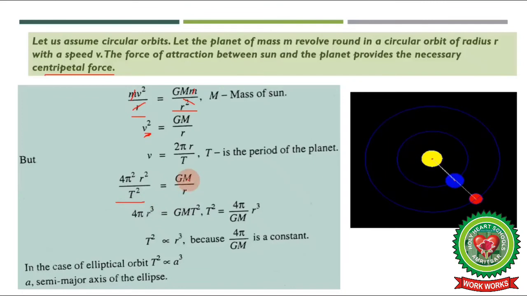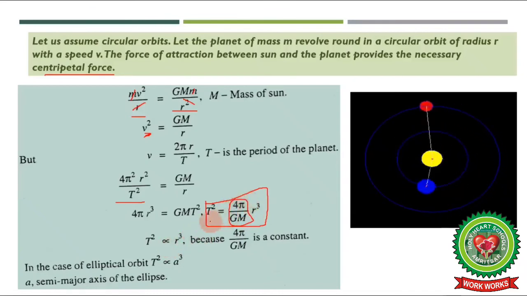Taking T square on the left hand side, and after solving it out, we get T square is equal to 4 pi square r cube divided by GM. Now students, you can see here this 4 is constant, pi is also constant, G which is the universal gravitational constant is also constant, capital M which is the mass of sun is also constant. So this whole quantity is a constant.